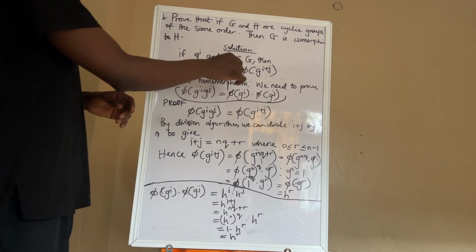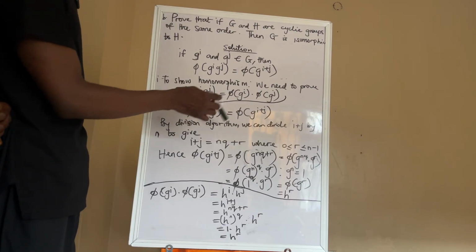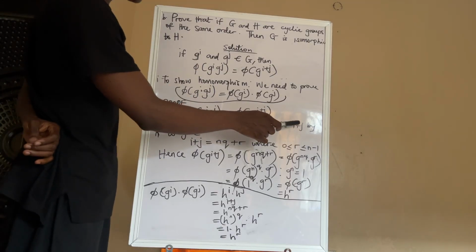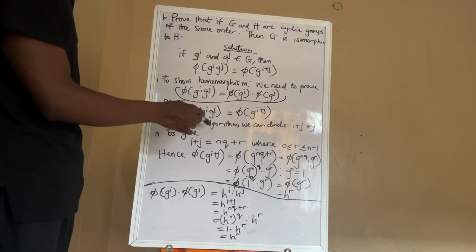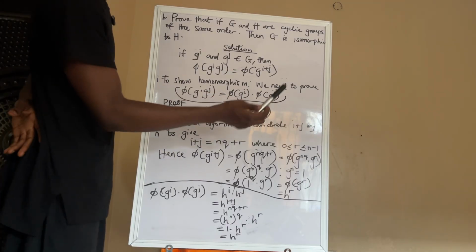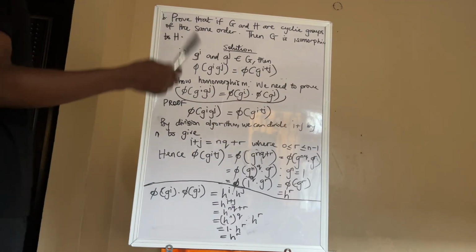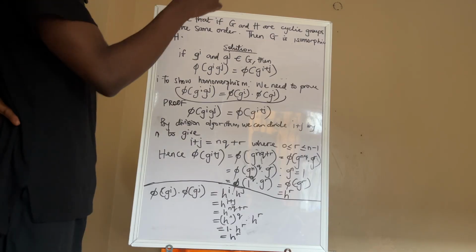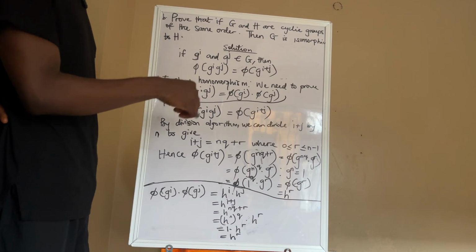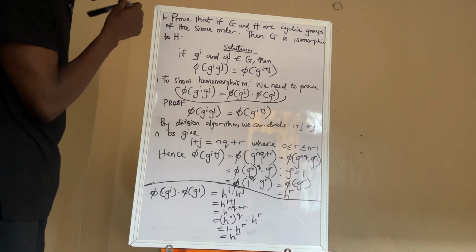Since from this first line, we know that phi of g^i g^j is equal to phi of g^(i+j). By the division algorithm, we can divide i plus j, which is the power, by n to give i plus j equals nq plus r, where 0 is less than or equal to r, less than or equal to n minus 1. That's from the range of powers that we had. The powers went from g^0, g^1, g^2, all the way to g^(n-1). So r is in between there.